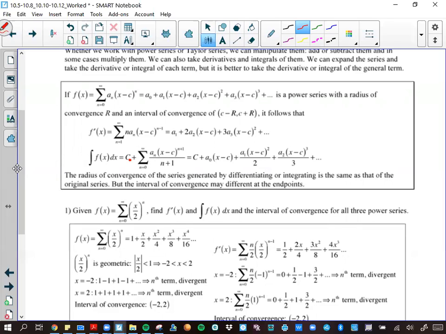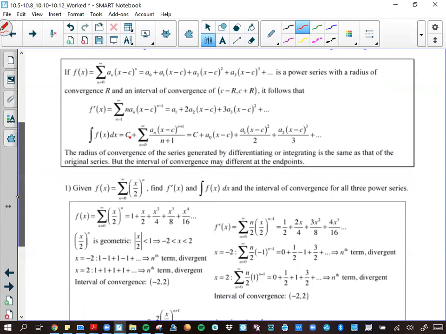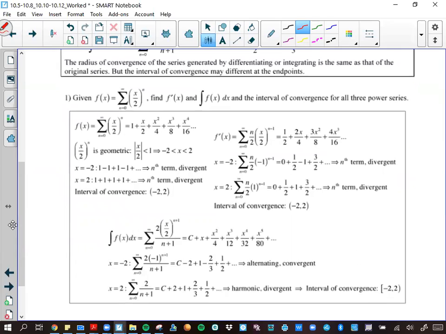So notice here that this is n minus 1. You're going to substitute a plus 1 to this, bring it to the front, and divide. For instance, I have here f of x is the series of x over 2 to the power of n. Looking at this, it has the characteristics of a geometric series. It says find f prime of x and find the integral of f of x dx and the interval of convergence for all 3 power series.